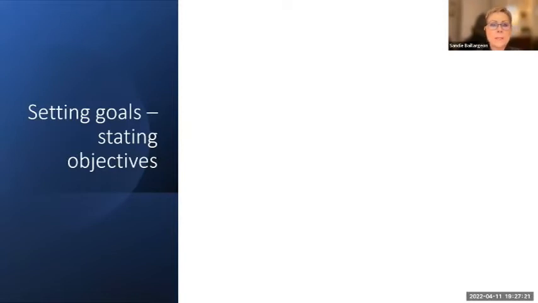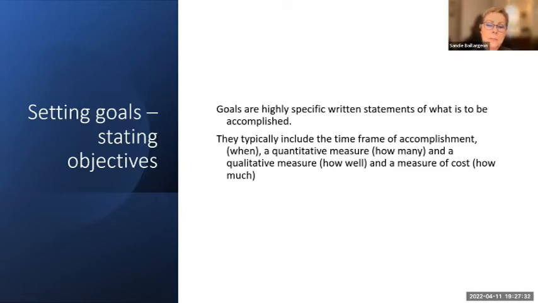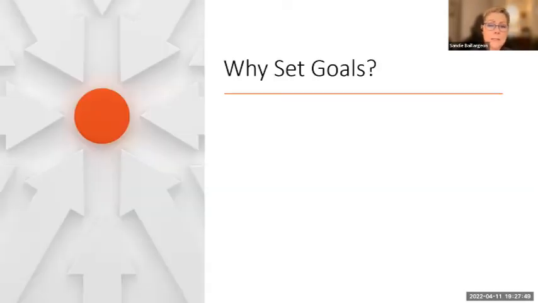So setting goals is basically stating what the objectives are, the objectives of these achievements. So these are highly specific written statements of what needs to be accomplished. And they typically include the time frame of accomplishments. For example, when, a quantitative measure, how many, a qualitative measure, how well you're doing this activity, a measurement of cost, how much is it going to cost, and so on and so forth.